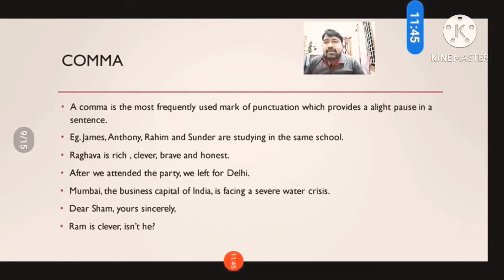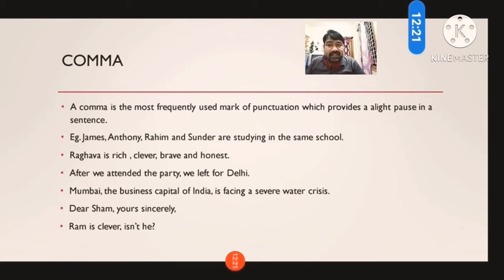Let's come to comma. A comma is the most frequently used mark of punctuation, which provides a light pause in a sentence. We all know, and it is very, very easy, where to use a comma. Even so, let us see the examples. James, Anthony, Rahim and Sundar are studying in the same school. And coming to the next example, Raghava is rich, clever, brave and honest. We can also use it in this type of sentence also.